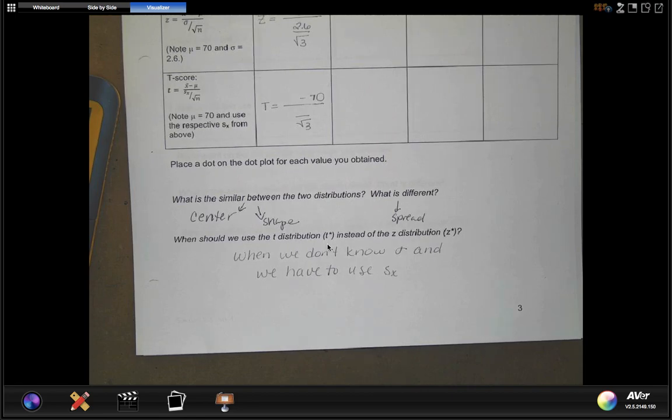So when should you use the t distribution instead of the z distribution? If you don't know sigma, so you don't know the population standard deviation, and you're using the sample standard deviation instead.